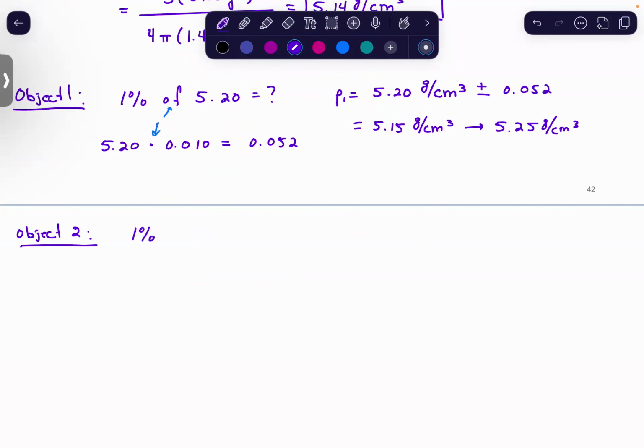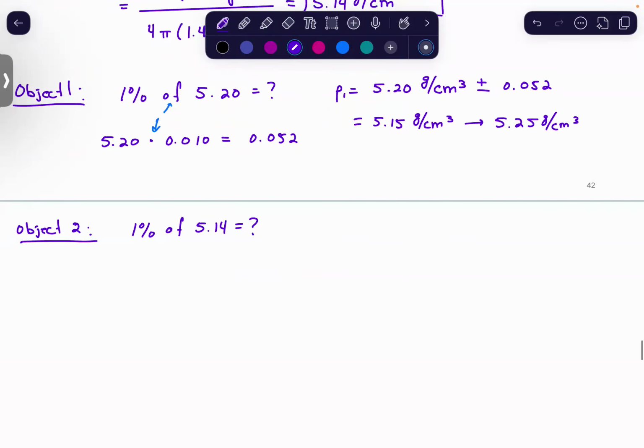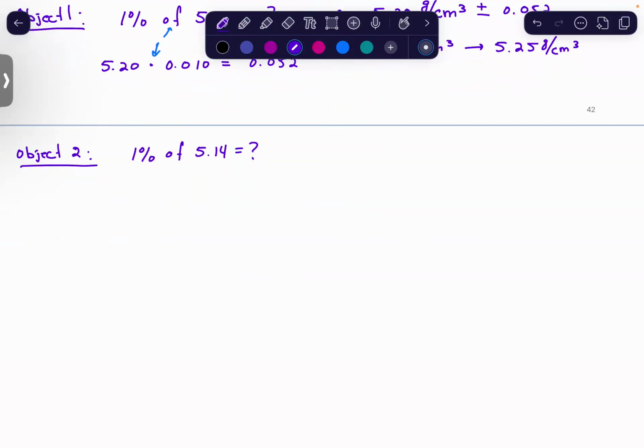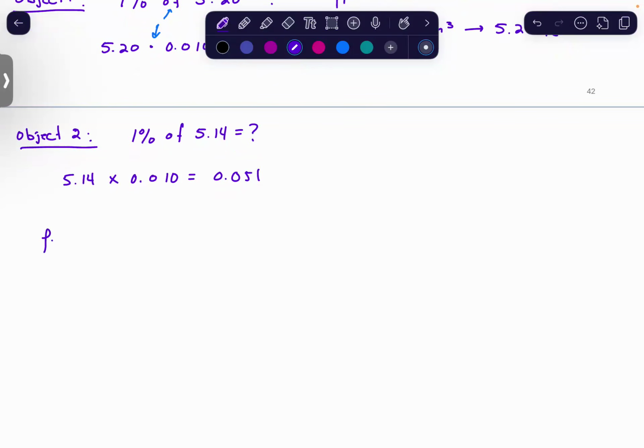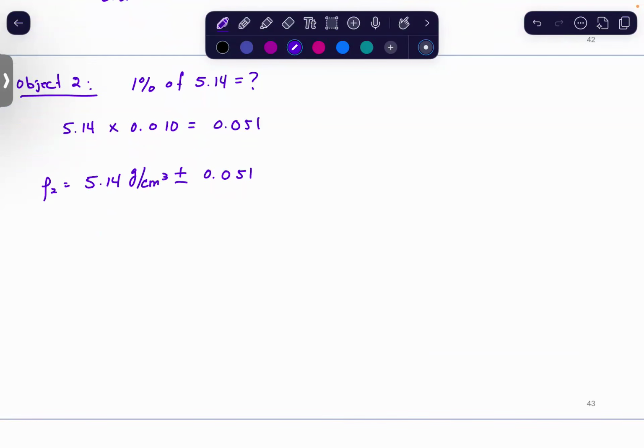Okay, 1% of 5.14 equals what? So that's what I'm looking for now. Again, that's going to be my density 5.14 times 0.010, and that's going to give me 0.051. Okay, so density 2 is going to be 5.14 grams per cubic centimeter plus or minus the 1%, 0.051. So let's take that minus, let's take that plus.